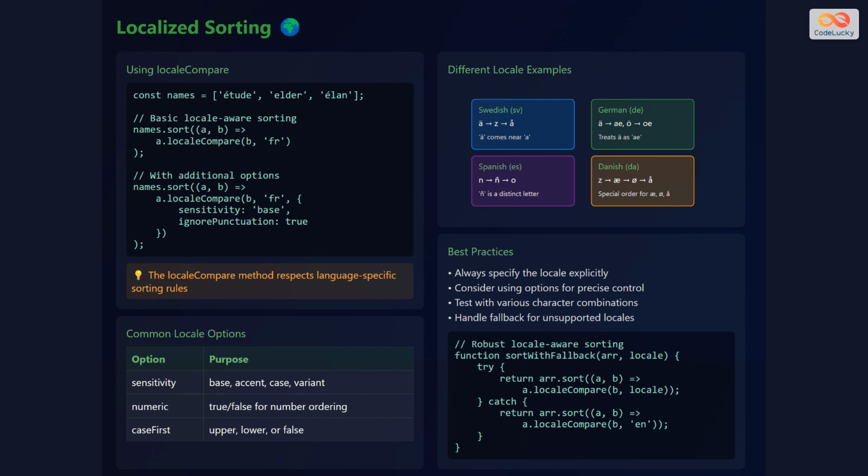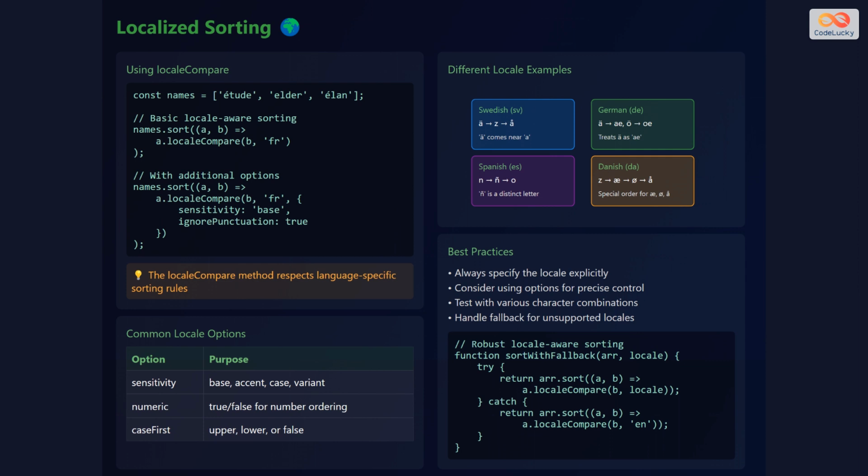The locale compare method respects language-specific sorting rules. In this example, we have names with diacritics. We can sort them using a locale such as French. And we can also use additional options such as sensitivity and ignore punctuation. Common locale options are sensitivity, which can be base, accent, case, or variant. Numeric, which is true or false for number ordering, and case first, which can be upper, lower, or false.